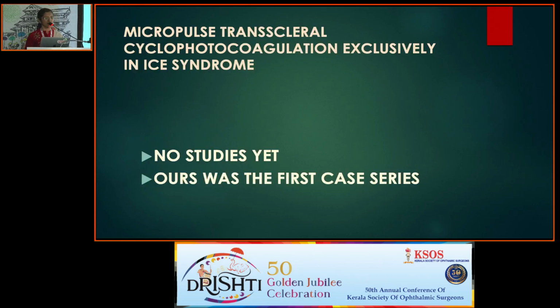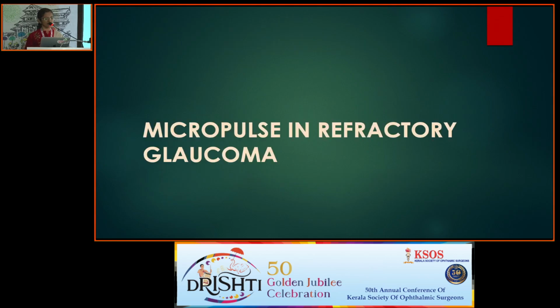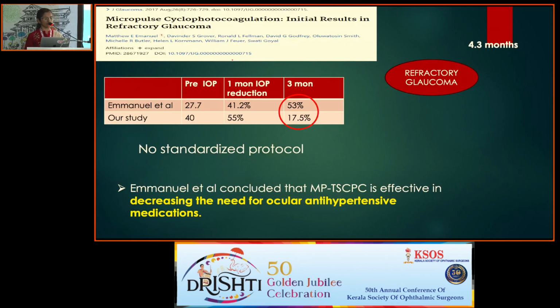And the discussion: we could not find studies where micropulse was given exclusively in these eyes, and hence this was the first case series. But we could see several studies of micropulse in refractory glaucoma. In a study conducted by Emmanuel et al., even though they showed a reduction of 53%, there was no standardized protocol used in that study, and the mean duration also was more in that study.